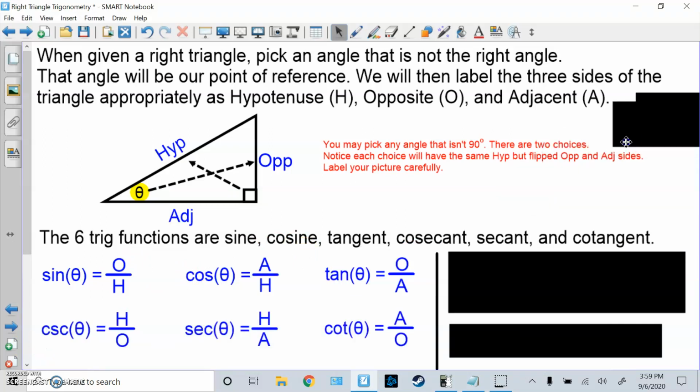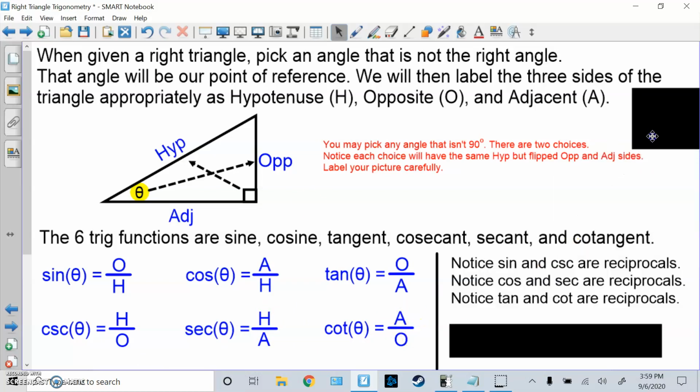Then you have what we call the reciprocals. Cosecant is hypotenuse over opposite. Secant is hypotenuse over adjacent. Cotangent is adjacent over opposite. So notice that sine and cosecant are reciprocals. Cosine and secant are reciprocals. Tangent and cotangent are reciprocals. Reciprocal means flip the fraction.